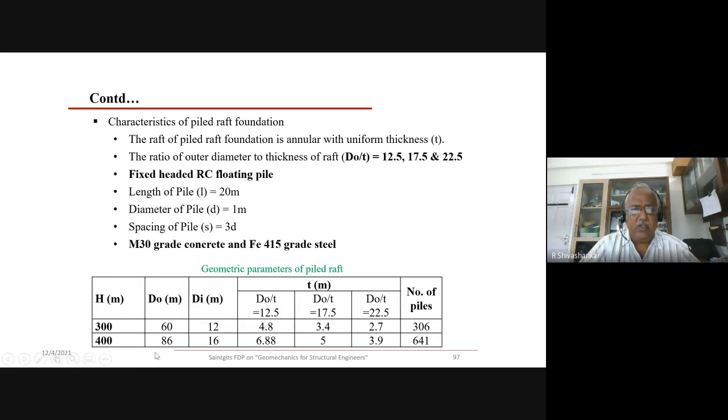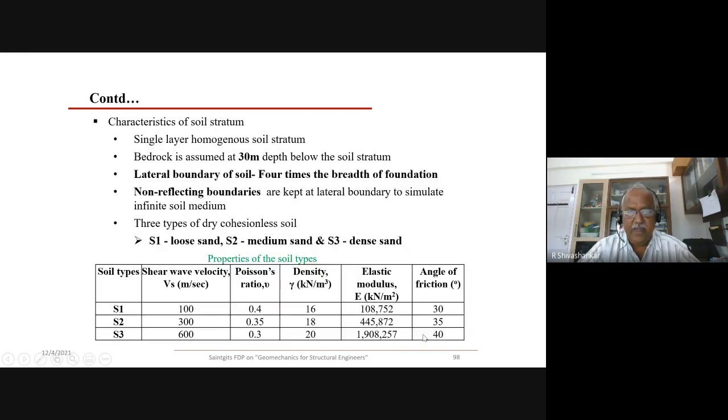And these are the other geometric parameters. Outside diameter, this is the height, the two cases, 300 and 400 meters high, inside diameter, outside diameter to thickness, and all that. T is the thickness of the pile raft, the effective thickness, and the number of piles are as shown here.